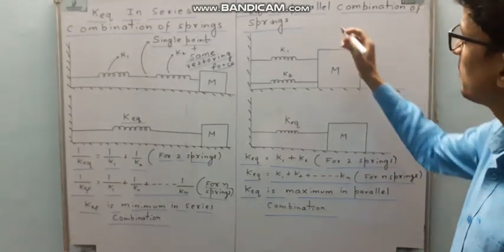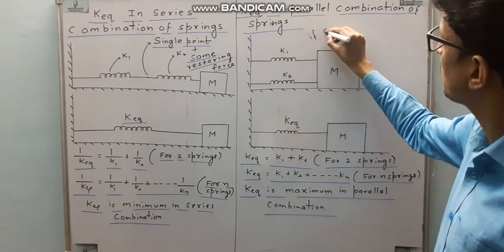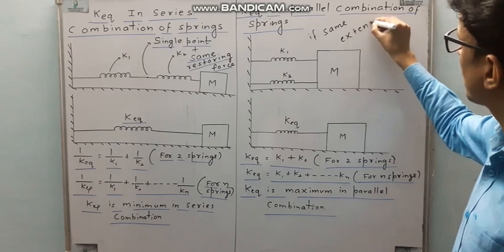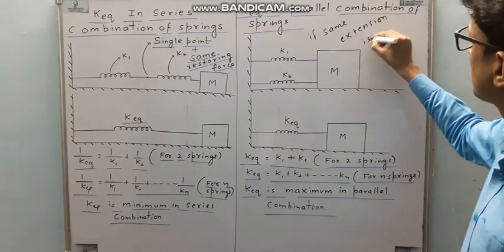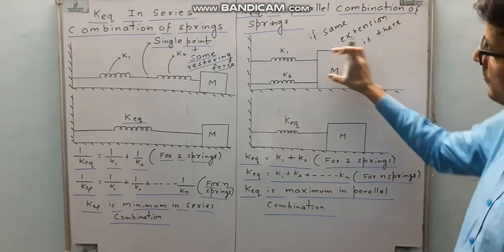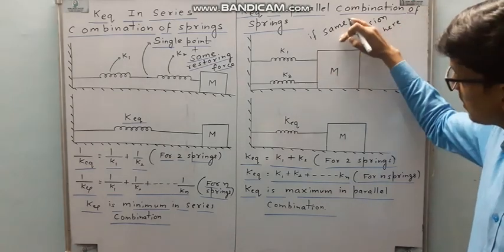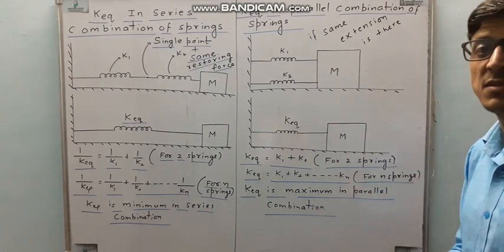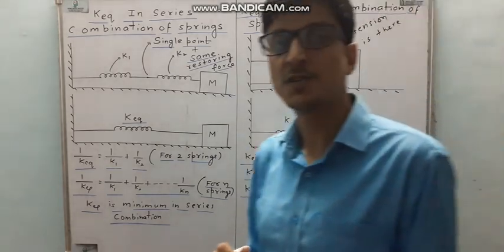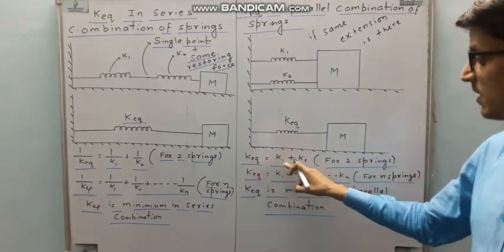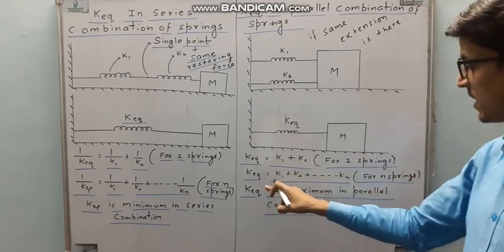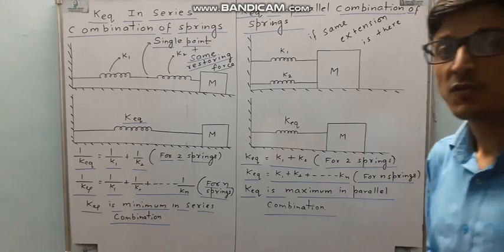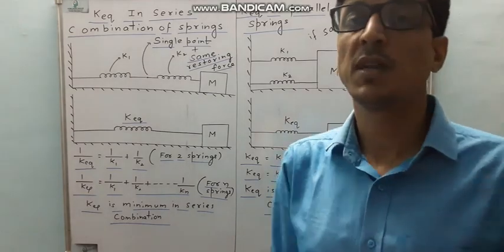Springs are said to be connected in parallel if the same extension is there. If you stretch the mass, then the extension will be the same in both the springs. Then these are said to be connected in parallel. Again, by equating the forces, we have the result: K equivalent is K1 + K2 for two springs, and K equivalent is K1 + K2 up to Kn for n springs. And K equivalent of springs is maximum in parallel combination.